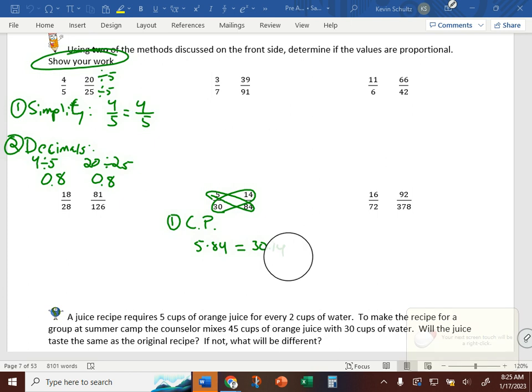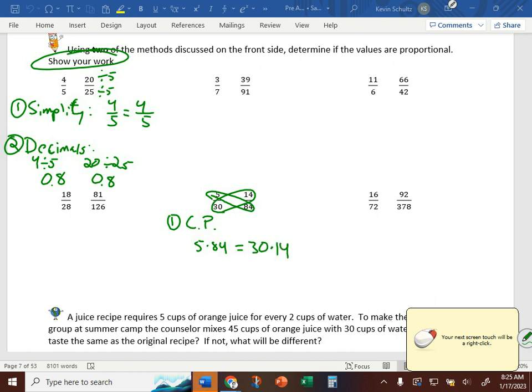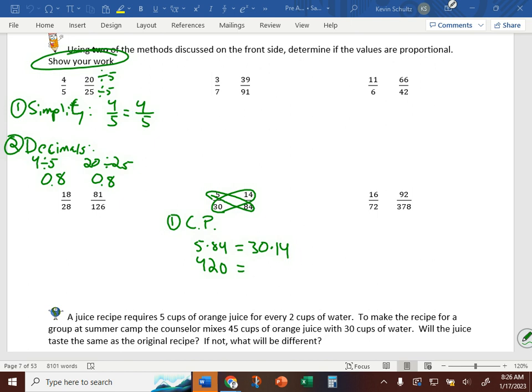Looks like 30 times 14. I should make my multiplication sign a little bit neater. 30 times 14. There you go. What is 5 times 84? 420. What is 30 times 14? 420. Are they proportional? Yes, because they equal the same thing.